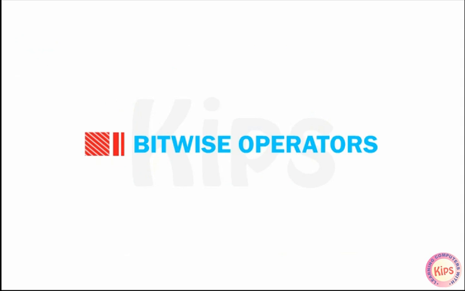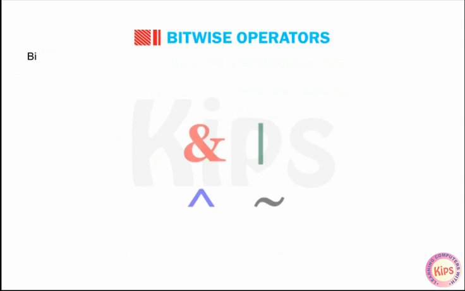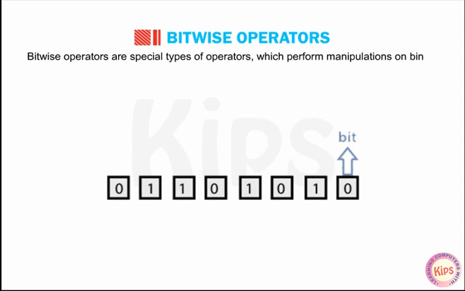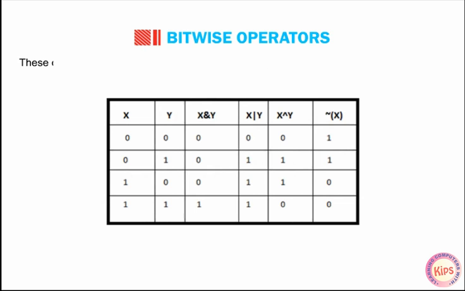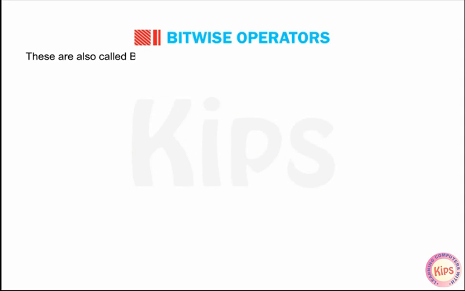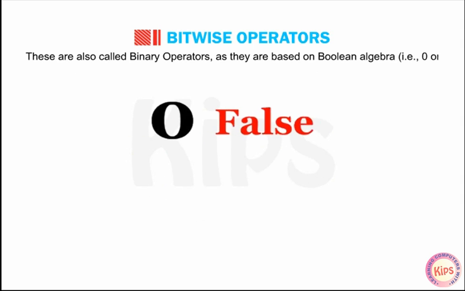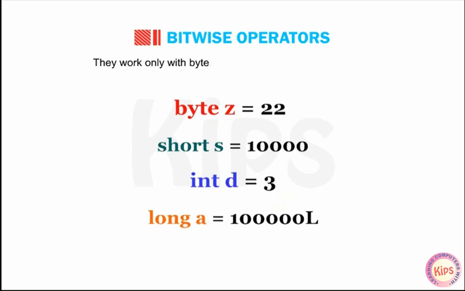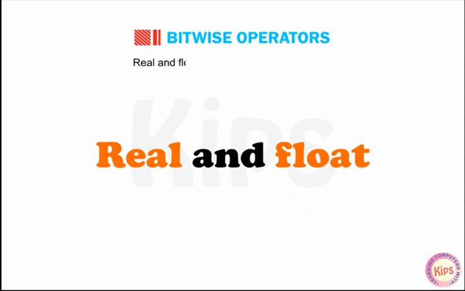Let us learn about bitwise operators. Bitwise operators are special types of operators which perform manipulations on binary data bits. These operators are used for addition, multiplication, shifting and negating the binary data. They are also called binary operators as they are based on Boolean algebra, that is 0 or 1, where 0 indicates false and 1 indicates true. They work only with byte, short, integer and long type operands. Real and float type values are not allowed.